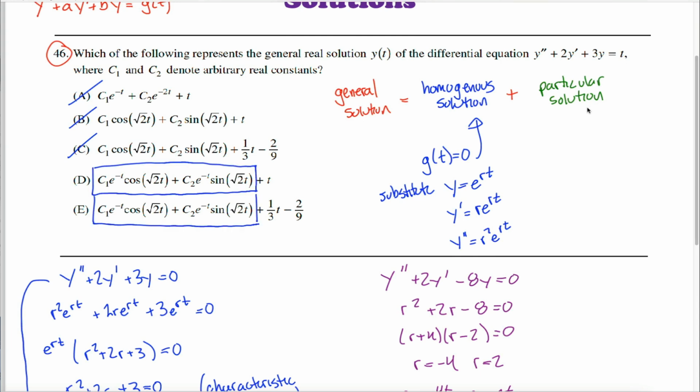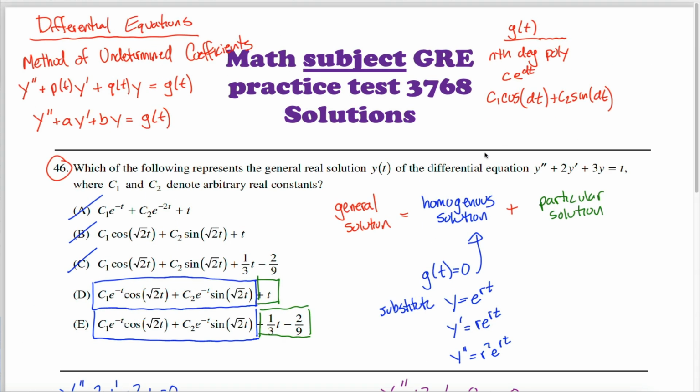So all that's left to do is take a look at the particular solution, or more specifically, figure out if the particular solution is just t, or is it 1/3 t minus 2/9. The way you figure out the particular solution depends on what your function g of t is equal to. So as we talked about before, this method works for kind of 3 different classes of g of t.